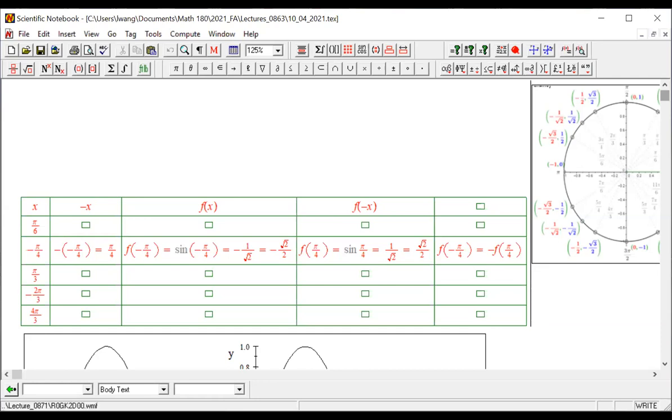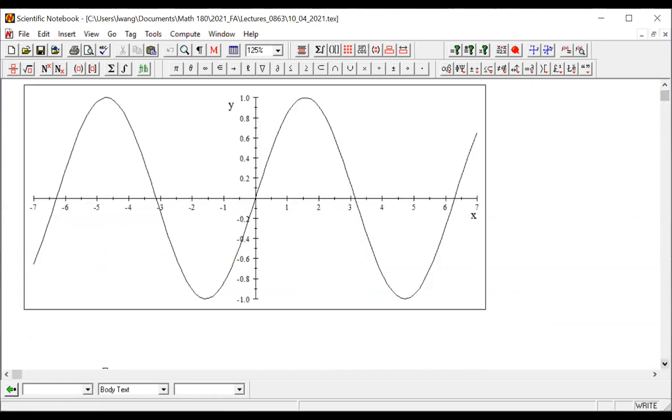So on the picture, you see what happens? Negative pi over 4, positive pi over 4, right? They're opposite to each other. Negative pi over 4, it's probably about here, right? And that's pi over 4, that's a negative pi over 4.